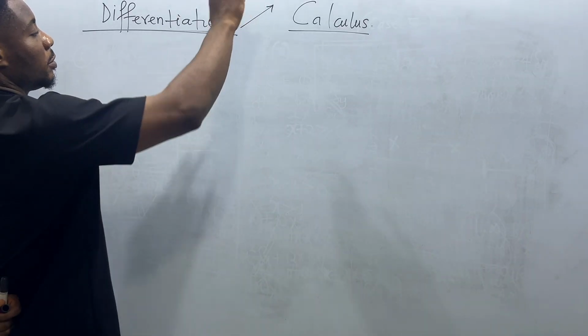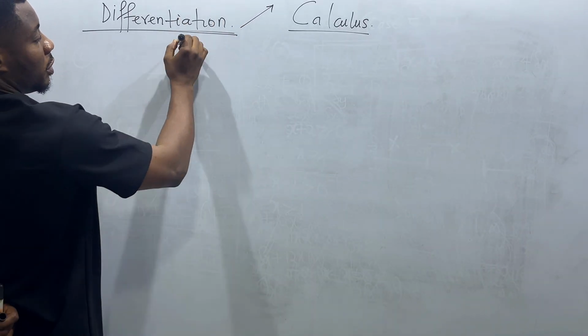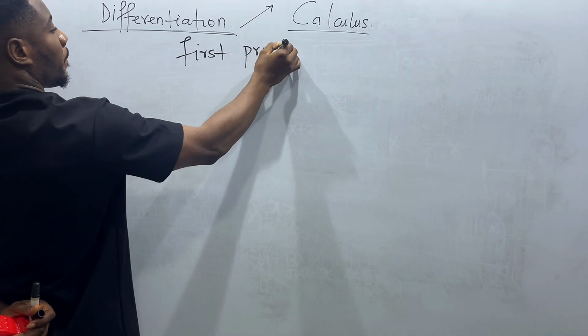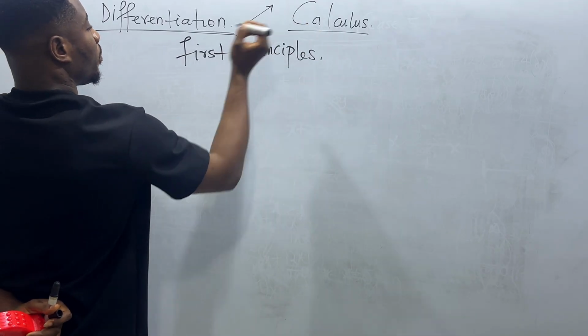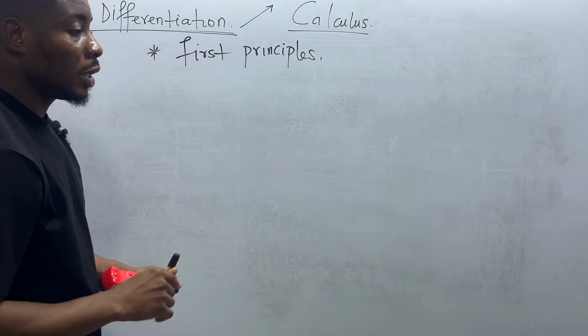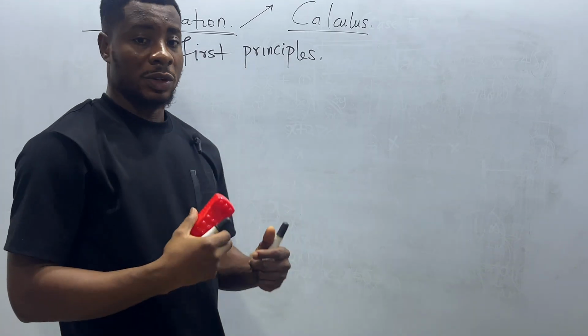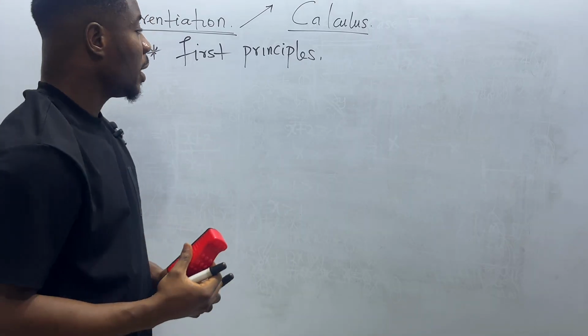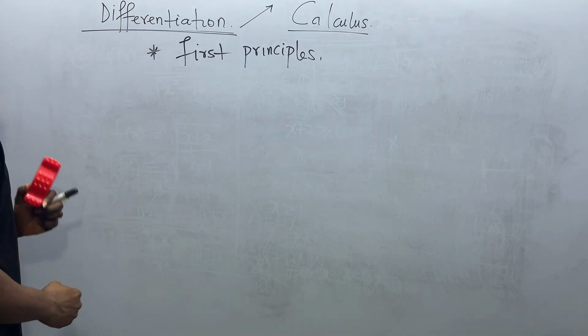First, the very basic method of differentiating, which is your method of first principles. Now, if you're asked to use first principles to solve a question, you cannot do otherwise. You have to differentiate using first principles because that is the instruction. Now, let's start with the very basic one.